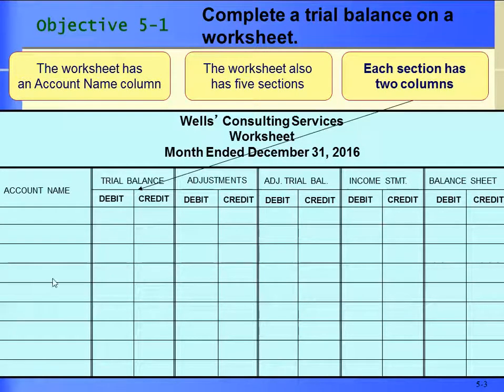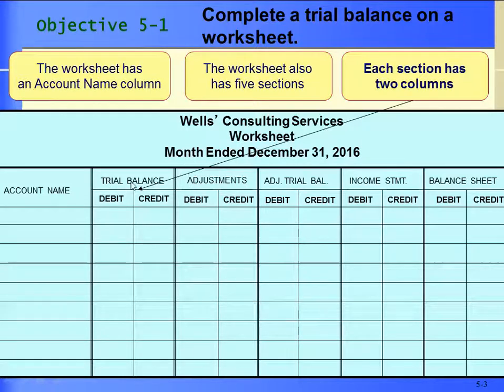So the worksheet has an account name, has 5 sections, and each section has 2 columns. So the who, what, when is over here. Who, the name of the company. What is the worksheet, and when. Real important: this month ended December 31st. So all the transactions that happened from December 1st through the 31st will go on this worksheet. This could be for a quarter. This could be for a whole year.